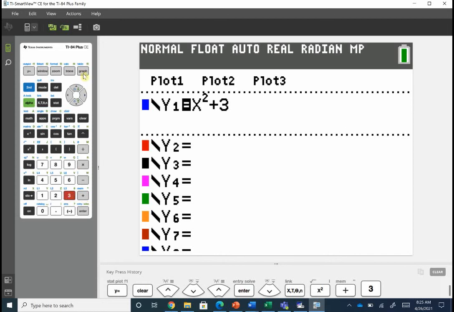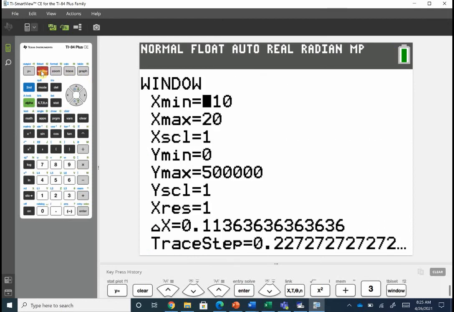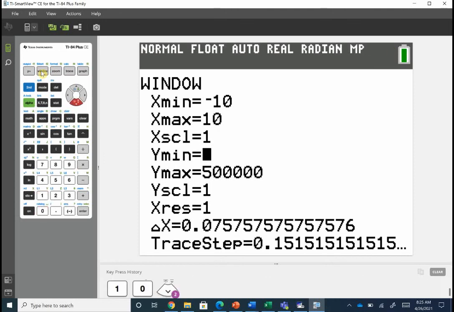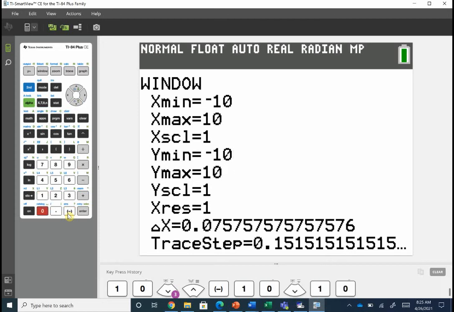So let's go ahead and check our window real quick. Go to your viewing window. And mine is like crazy all over the place. So I'm going to fix mine. Remember, a nice window to start with: X min is -10. Let's go X max at 10. Y min, -10. Make sure when you type negative, guys, you're using the negative key next to the enter button with the parentheses around it. Y max is at 10.